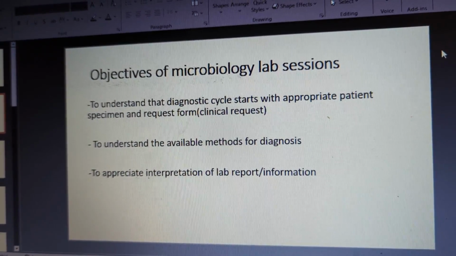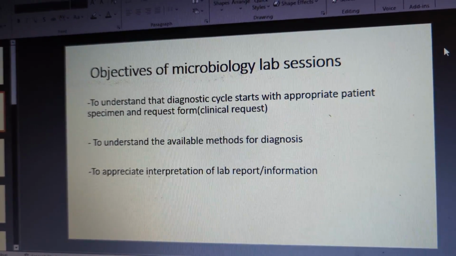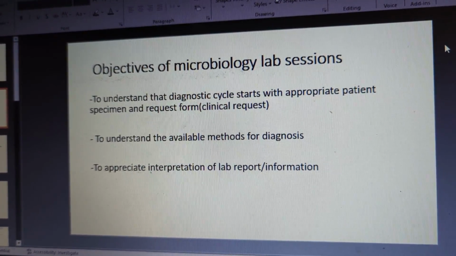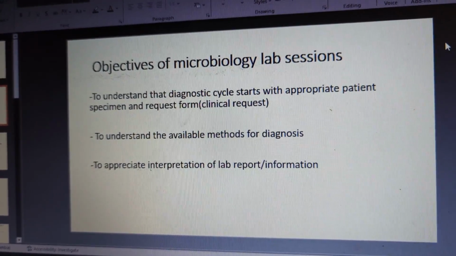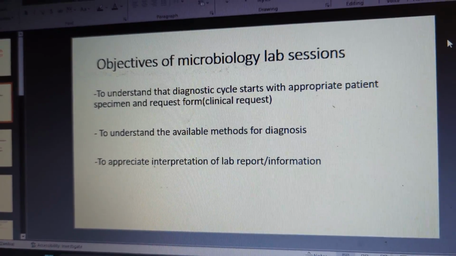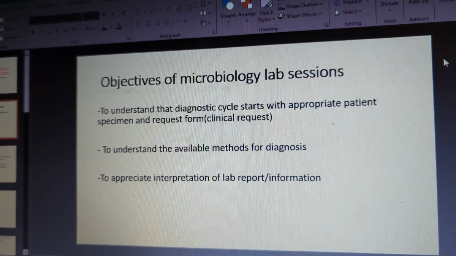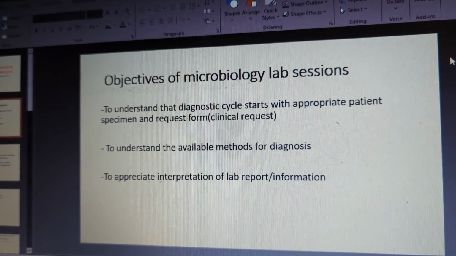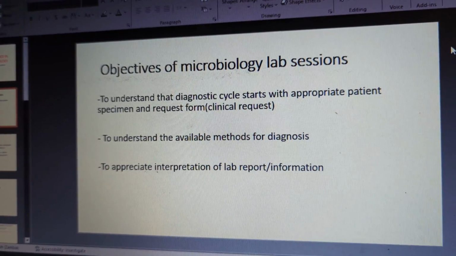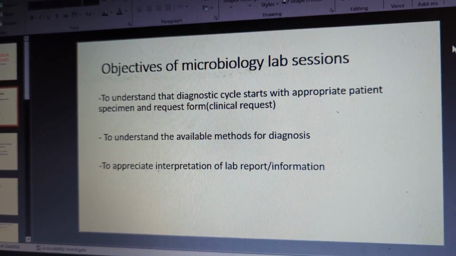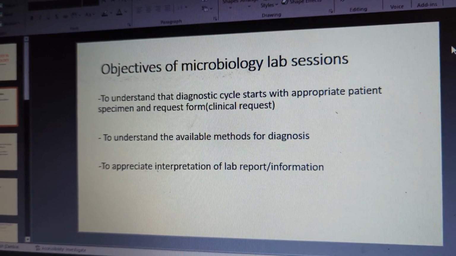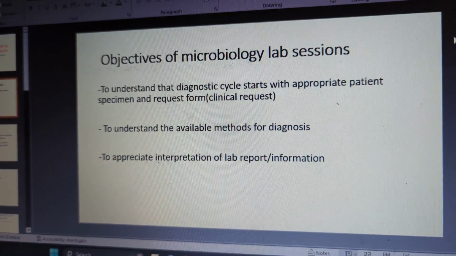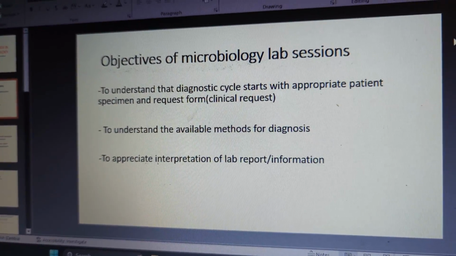So your objectives for your microbiology lab sessions are to appreciate that the diagnostic cycle starts with you, the physician, who will order the appropriate patient sample, and then from there the appropriate diagnostic tools will be applied, which you will appreciate in our sessions. The various available methods, that is. And then finally, to also appreciate the lab report information.